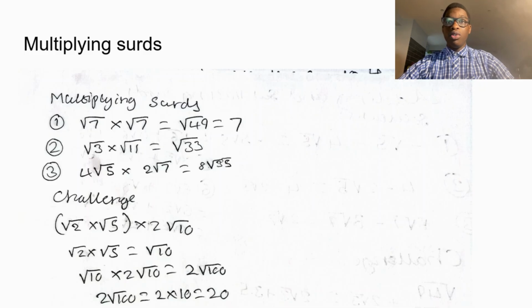Now, root 10 times 2 root 10 may have confused some of you. So root 10 times 2 root 10 would just be, you don't times the 2 in the 2 root 10 by the other root 10. You just, 2 root 10 is sort of one expression and root 10 is another expression. And you just follow the same laws that we've been applying to get 2 root 100.